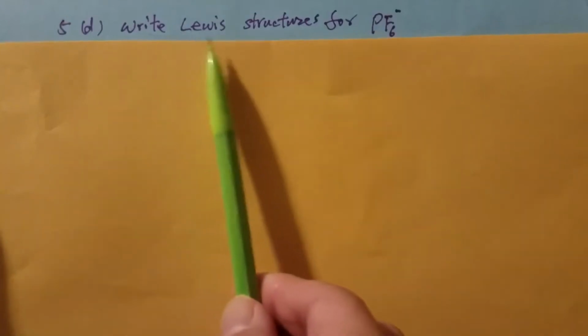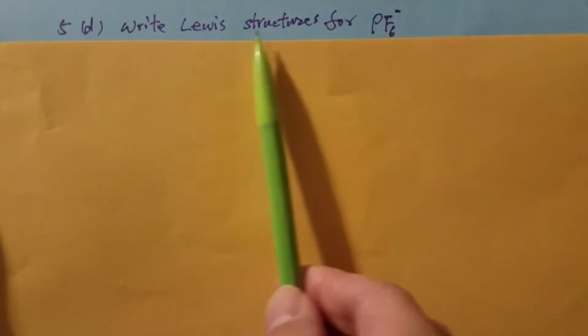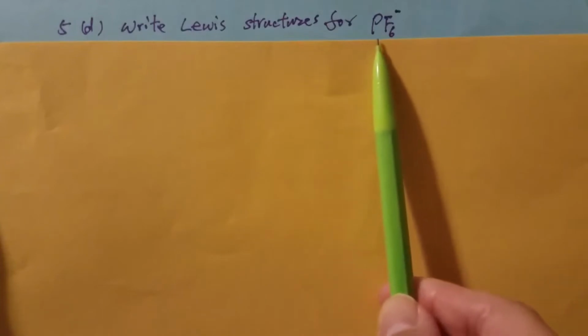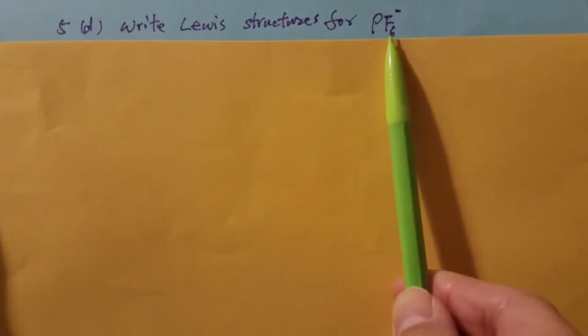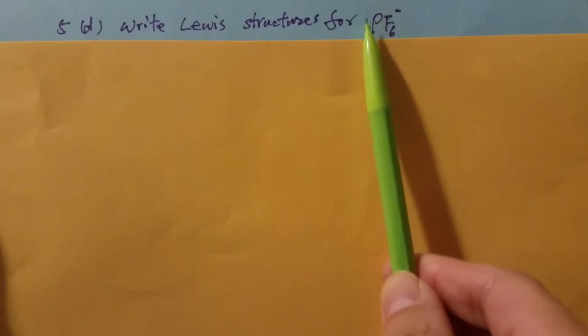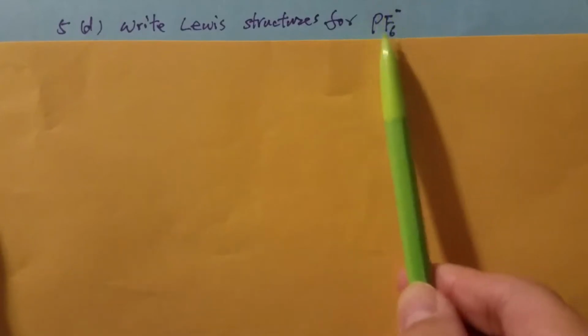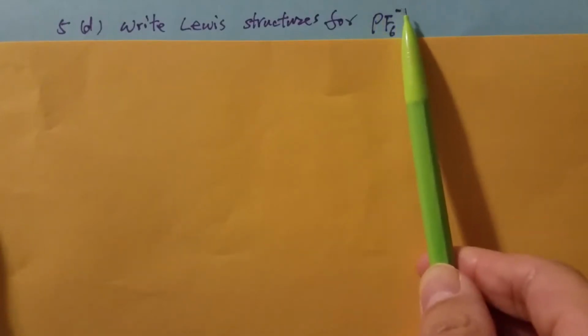This is chapter 7, Lewis structures, homework problem 5D. Write Lewis structures for phosphorus hexafluoride, and this is a polyatomic ion that carries one charge. When we count the number of total valence electrons, we have to count this one as well.